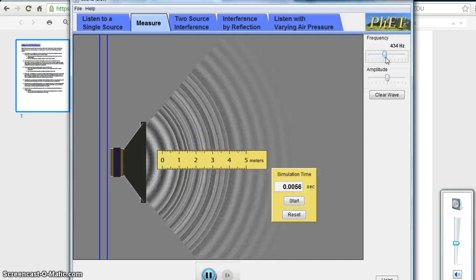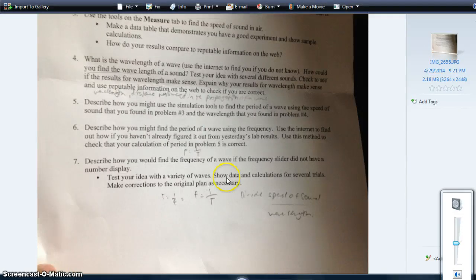And then number 5, the simulation tools, it's asking you to use the simulations to find the period, wave, and speed of sound. But that's what I did a while ago. The speed of sound is 340, where you divide lambda over T. Number 6 is the period of a wave or frequency.